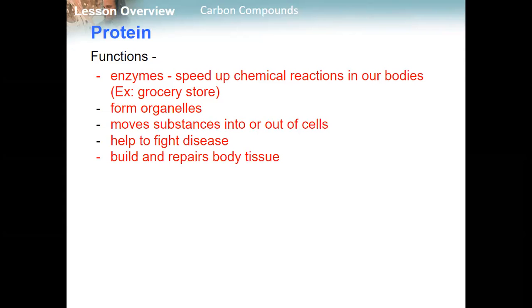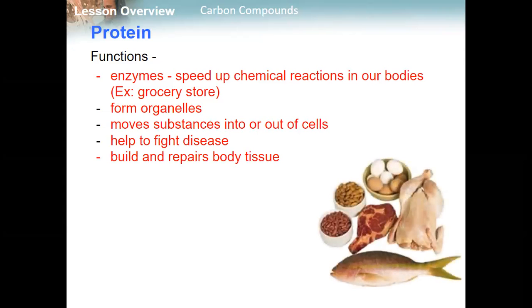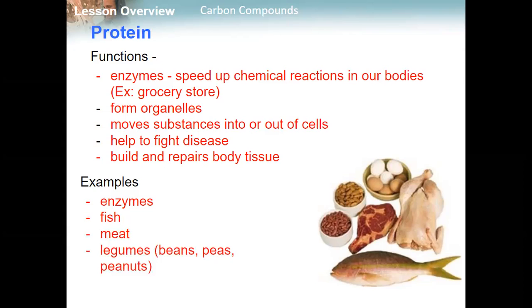Now, where do we see proteins? We can see proteins in our bodies, obviously, but we can also get them from our food and other organisms. Enzymes, like I said, is an example of a protein. But in terms of our food, we can get proteins in fish, in meat, legumes, which are like beans, peas, and peanuts, and then eggs. So proteins are very, very important for us. We make them in our bodies, but you can also get them from our food.